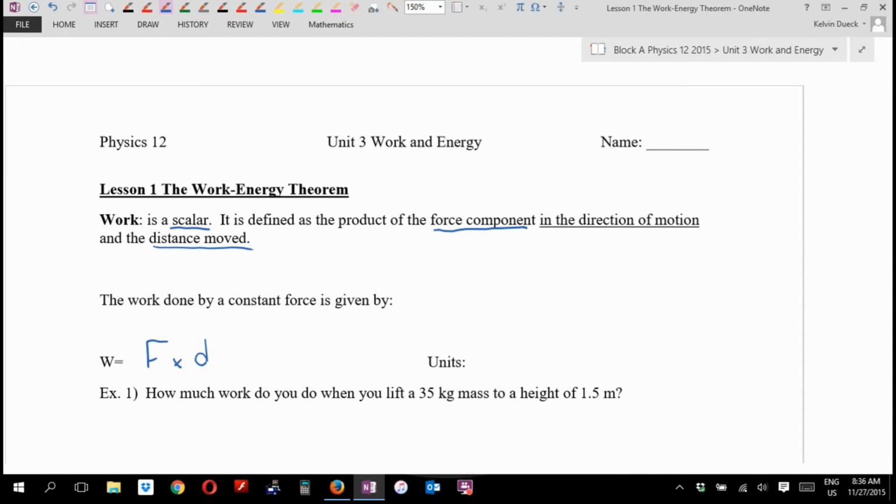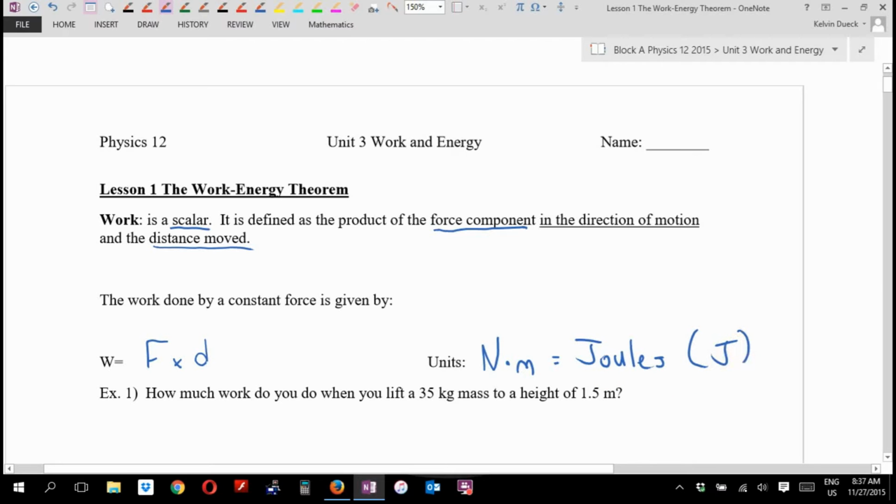What are the units? Well, I guess since force is newtons and distance is meters, it's a Newton meter, but we've given that unit a special name. Who remembers from last year, what do we measure work in? Joules, named after a scientist whose last name was Joule. Work is measured in joules. But again, the key is the force and the distance must be in the same direction.